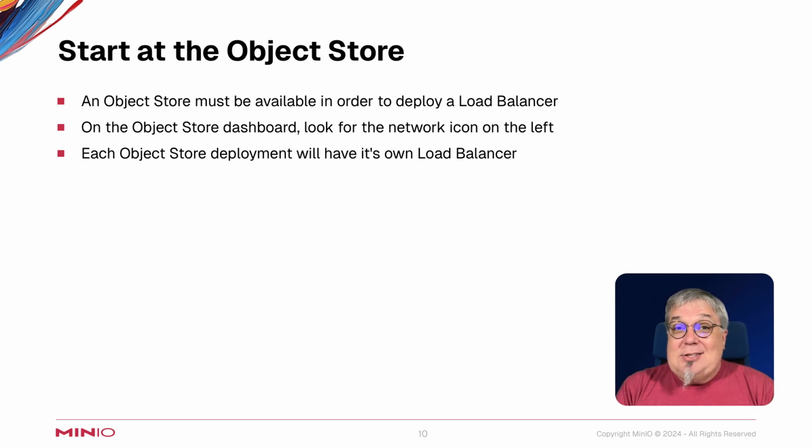Now, the important thing is that the load balancer has to exist alongside an object store. So if you haven't deployed an object store, you can't deploy the load balancer. On the object store dashboard itself, you're going to look at the network icon. We'll take a look at that in our demo. And then each object store deployment is going to have its own load balancer. I know I've said that a number of times. It's very important to keep that in mind.